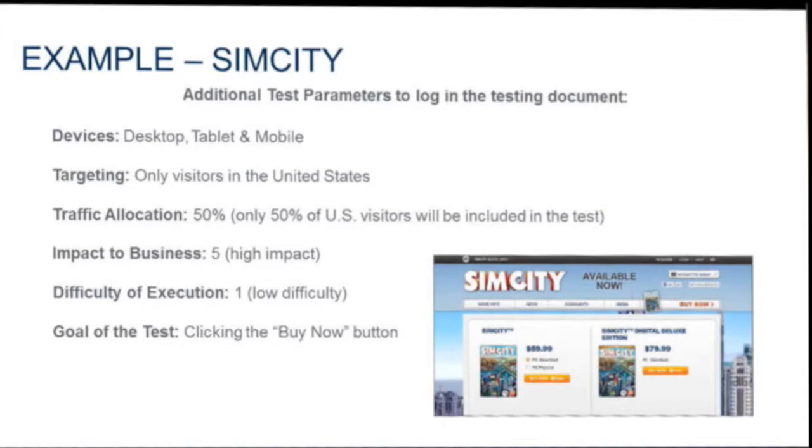Impact to business, they felt this could have a high impact to their business. Difficulty of execution, very simple. They just removed the banner, right? And they've got their variation. And the goal of the test was clicking the Buy Now button. So a very simple split test.